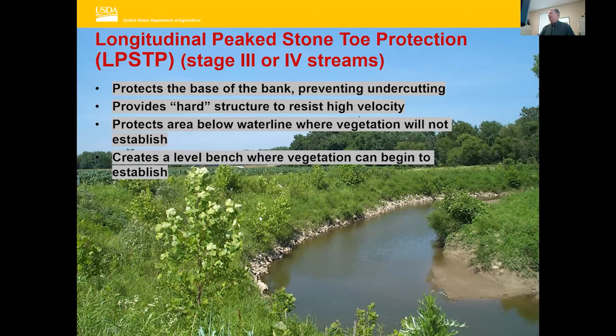And then the role of vegetation is that behind these, vegetation can begin to grow and fill in and be at a stable location where it won't get eroded. So it protects that area below the water line where you can't get vegetation to establish. And it creates a new level bench where vegetation can establish.